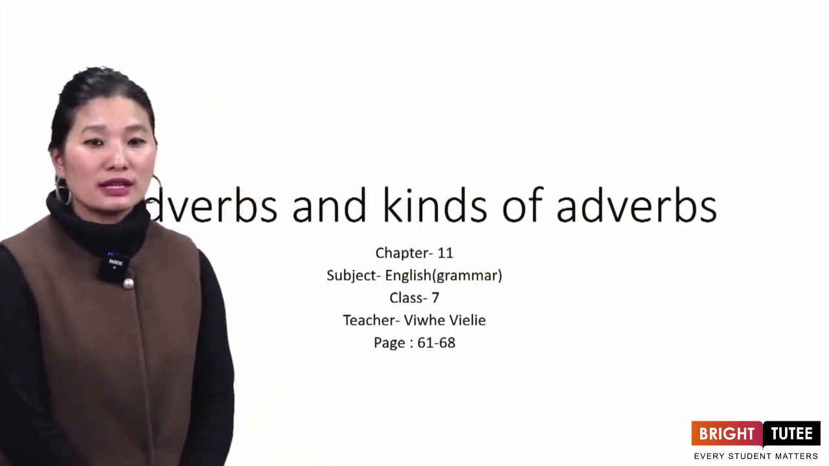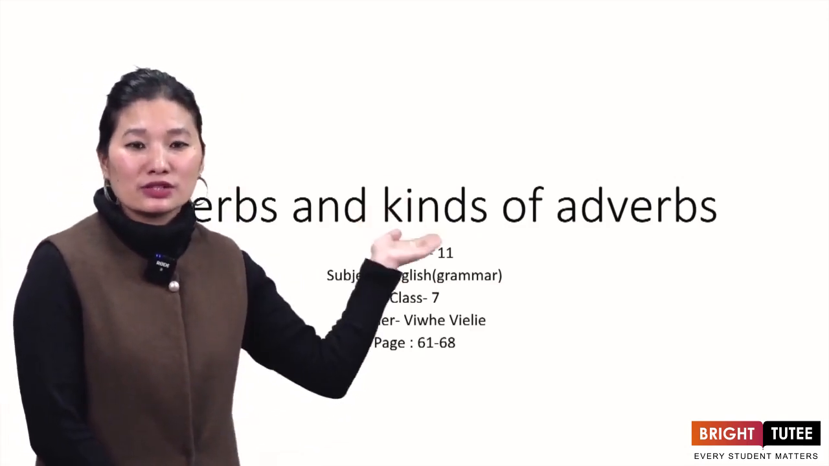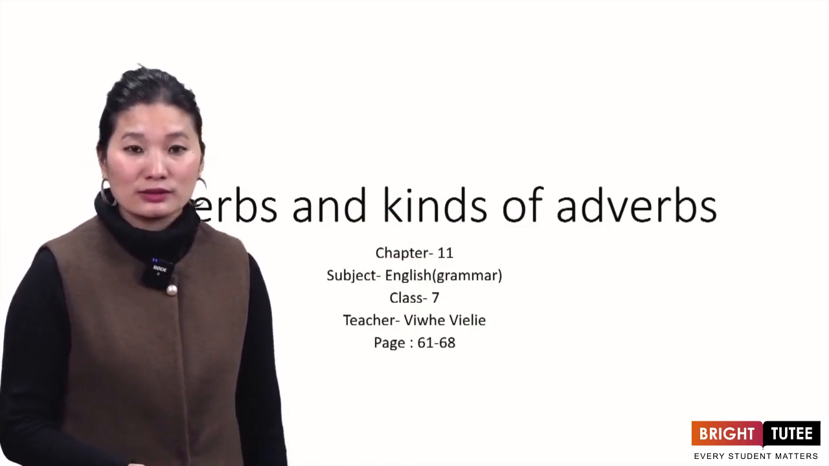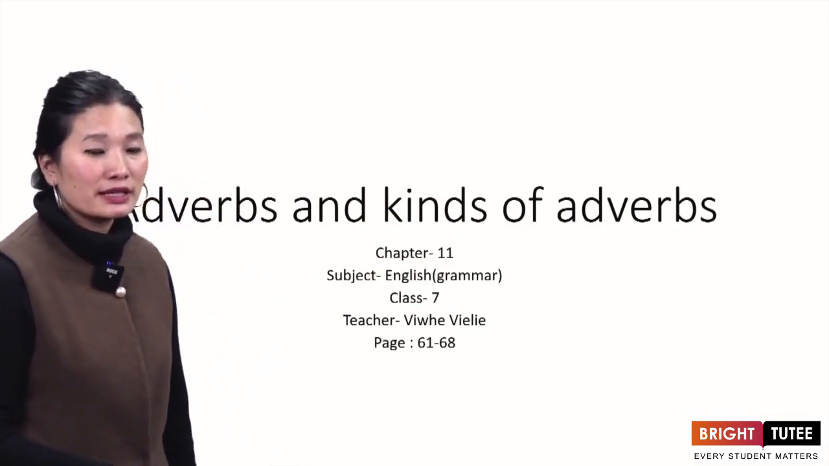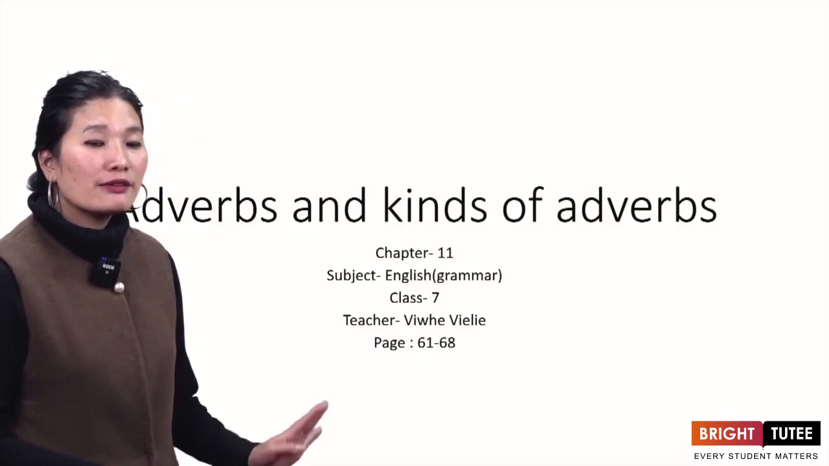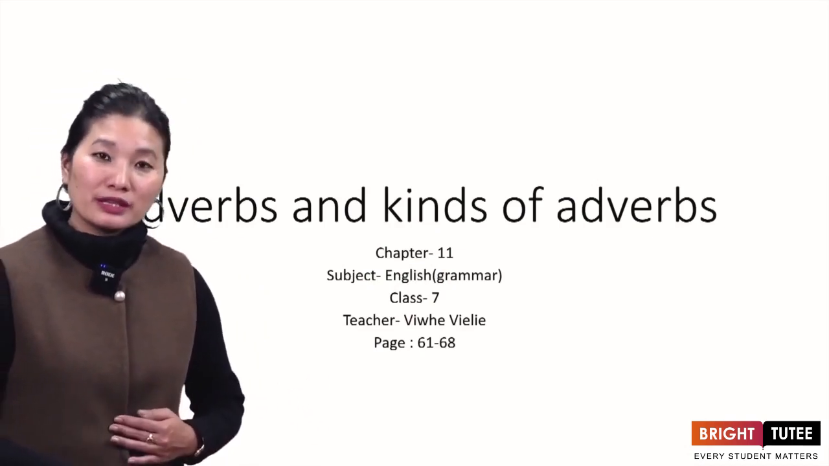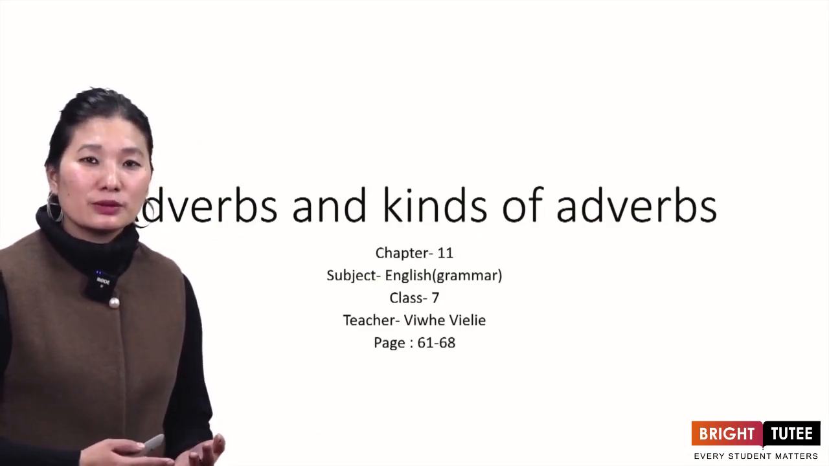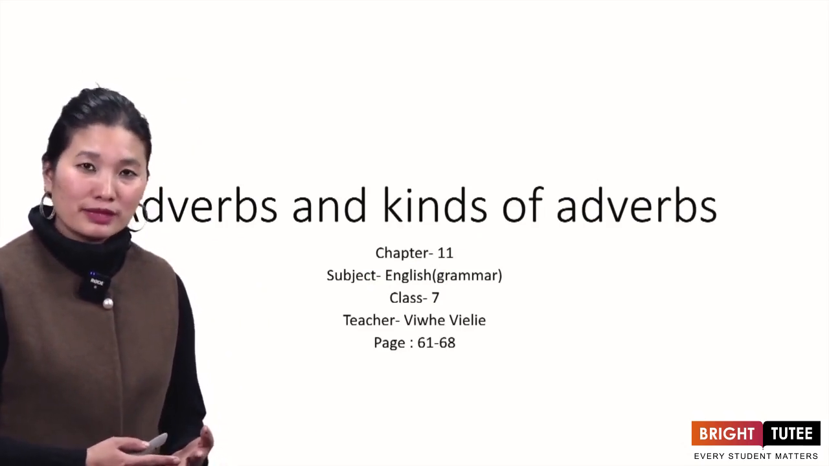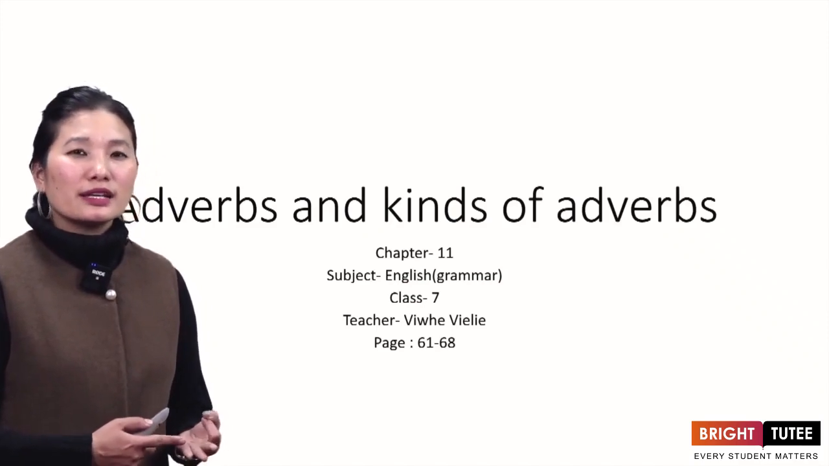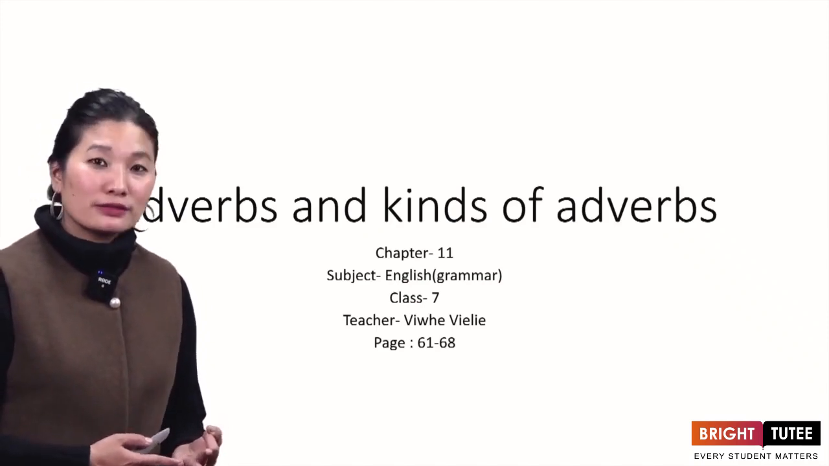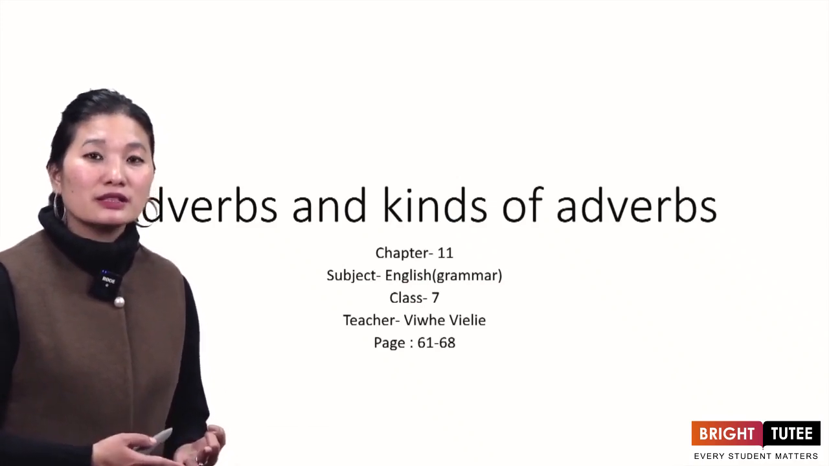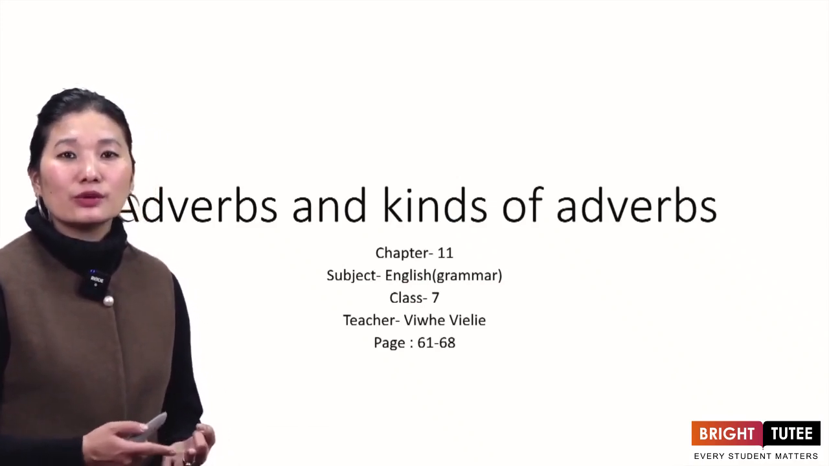We are in chapter 11 of class 7 English grammar textbook. You will find that from page number 61 to 68, okay? Adverbs and kinds of adverbs. I have already explained to you what an adverb is. I've already explained to you adverbs of manner, adverbs of time, and adverbs of place, right? So, an adverb is a word that modifies a verb or that adds meaning to a verb. That's what I have explained. To a verb, an adjective, or another adverb.